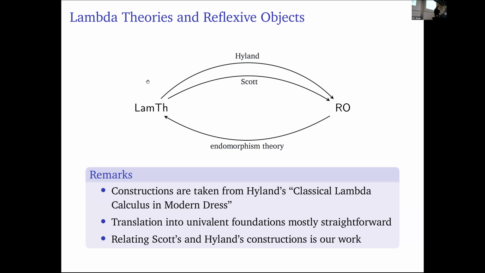The constructions that we formalized are all taken from Hyland's Classical Lambda Calculus in Modern Dress. The translation into univalent foundations of these constructions was mostly straightforward. And where there's maybe a piece of new mathematics, and where I would also like to advertise univalent foundations to you, is in relating Scott's and Hyland's construction.